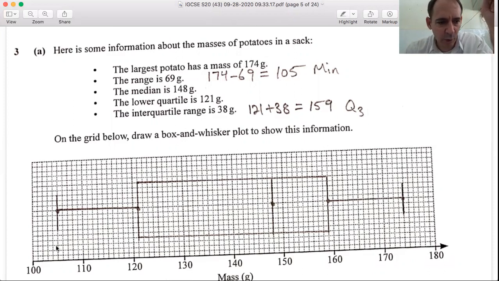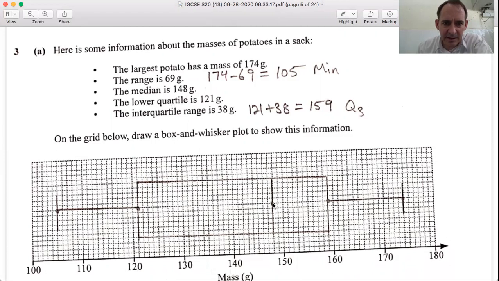So the minimum is 105. Notice here it's plotted. Here's 100, here's 110, 105 is right there. So put a dot. And then we need the first quartile. The lower quartile, which is the same thing as your first quartile, or Q1, is 121. So here's 121, there's a dot. And then the median is 148. So come over here to find 148, there's a dot.